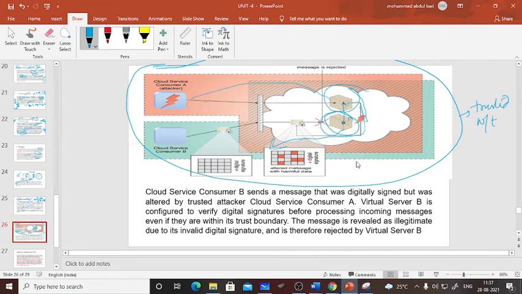The major thing is that we need to have a private key and a hashing function. Both should be there, then only it is valid. So in a trusted network, the public key and hashing function are there, and a trusted insider may be able to hack that, but we need to have this. Virtual machine B will reject this part. This is a trusted network. Cloud consumer B wants to retrieve data from virtual machine A, but cloud consumer A rejected it because it does not see the verification of that message. This is what the diagram says.